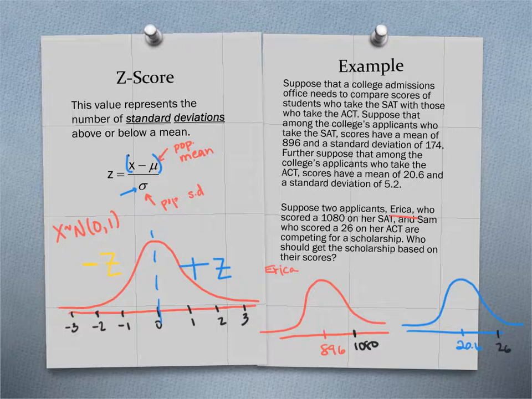Now, relative to each distribution, though, who scored better? Well, in order to do that, the easiest thing we're going to do is find a z-score and put it back on this distribution right here. This will give us our relative position with respect to the mean. So to find Erica's z-score, we do this. Z is equal to her score, which was a 1080, minus her mean score, which is 896, and divide that by the standard deviation, which is 174.